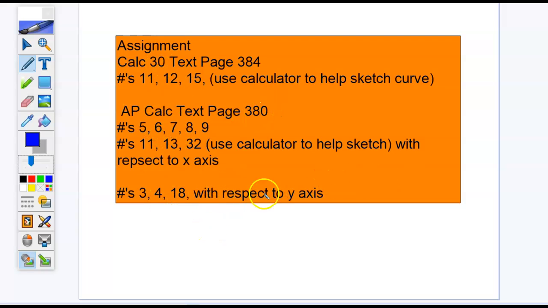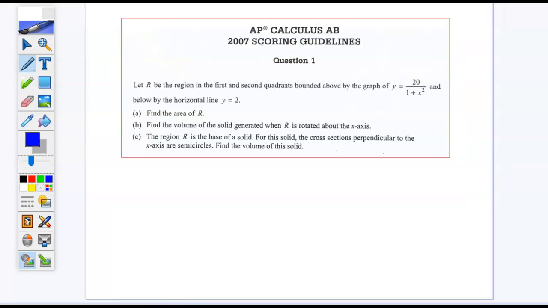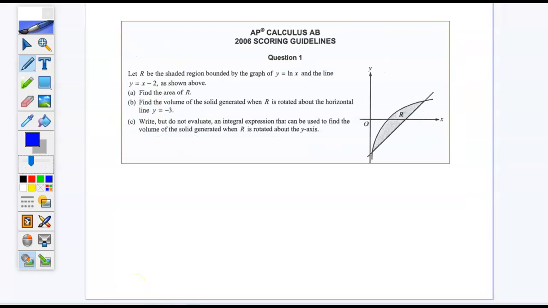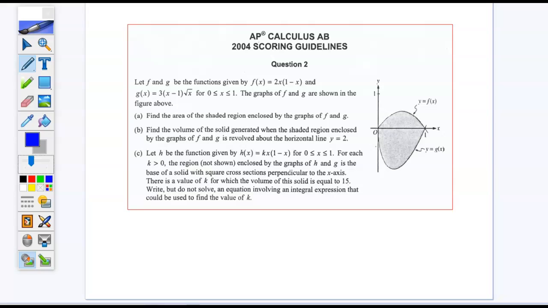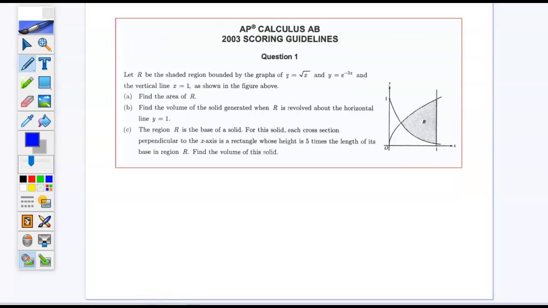These ones here, 3, 4, and 18, you have to integrate with respect to y. And from your handout, at the back of your handout, there's a question here. You could do part A of the 2007 one. You could do part A from the 2006 one. And you could do part A and part B. You need a calculator for these. And you could do part A from this one as well. And you could also do part A from this one.